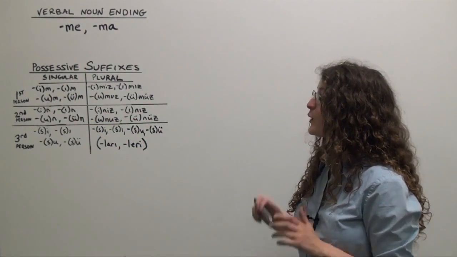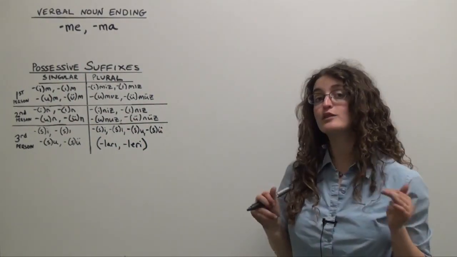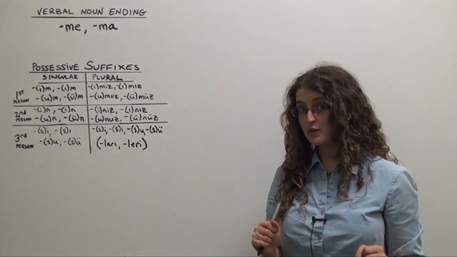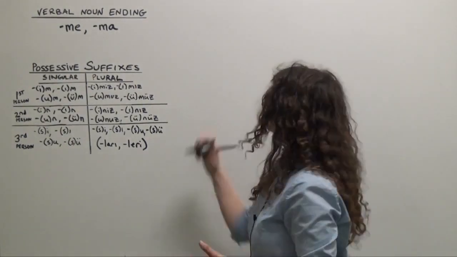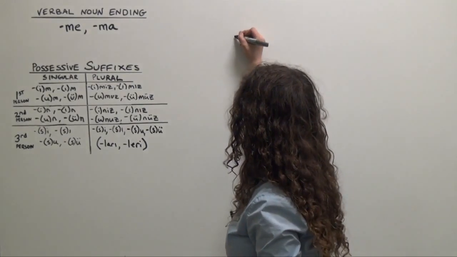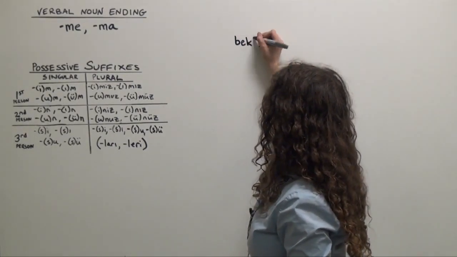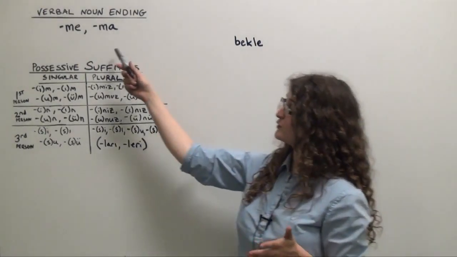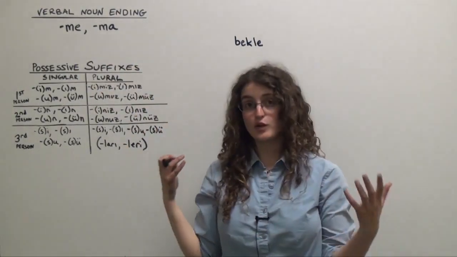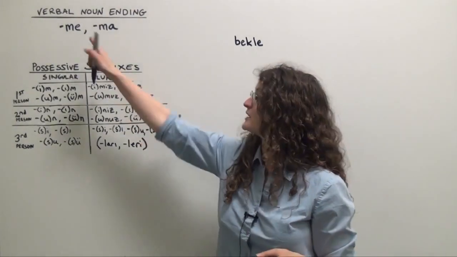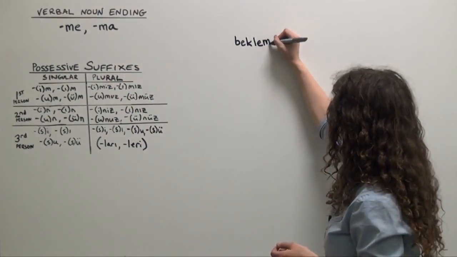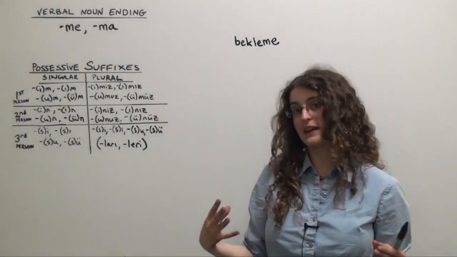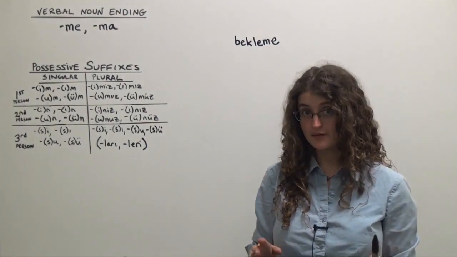Let's look at how we can form verbal nouns with the verb beklemek, to wait in Turkish. We'll start with the verb stem, bekle, and simply add the appropriate form of me or ma according to two-way vowel harmony. So me, bekleme, means waiting or the waiting as a noun, a verbal noun.